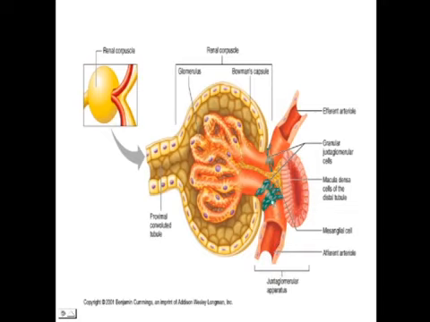You can see the macula densa. This is the macula densa cells. Macula densa is a specialized region of the distal convoluted tubule at its commencement, where the tubule comes in contact with the afferent and efferent arterioles at the vascular pole of the renal corpuscle.